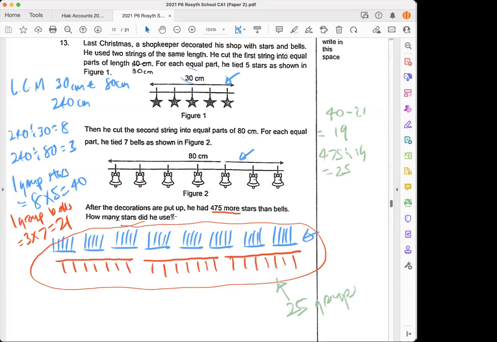The question then is, how many stars did he use? In one group, there are 40 stars, and there are 25 groups. So altogether, 25 times 40 is 1,000 stars. Okay, let's continue with question number 14.